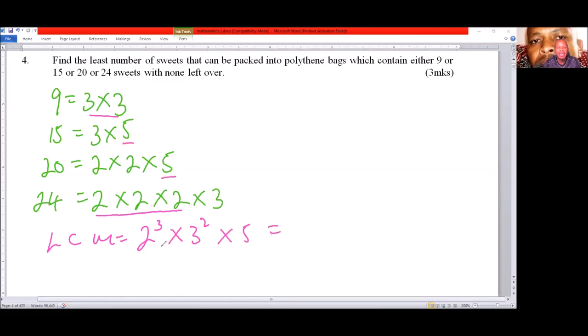And when you multiply this, 8 multiplied by 9 is 72. 72 times 5 will give you 360. So that is the LCM, or the least number of sweets that can be packed into a polythene bag which contains 9, 15, 20, and 24. So that's how you work out that question, and you get yourself 3 marks.